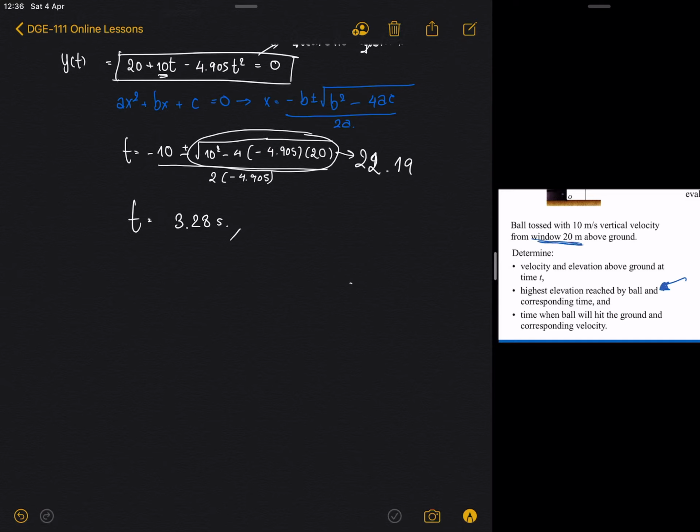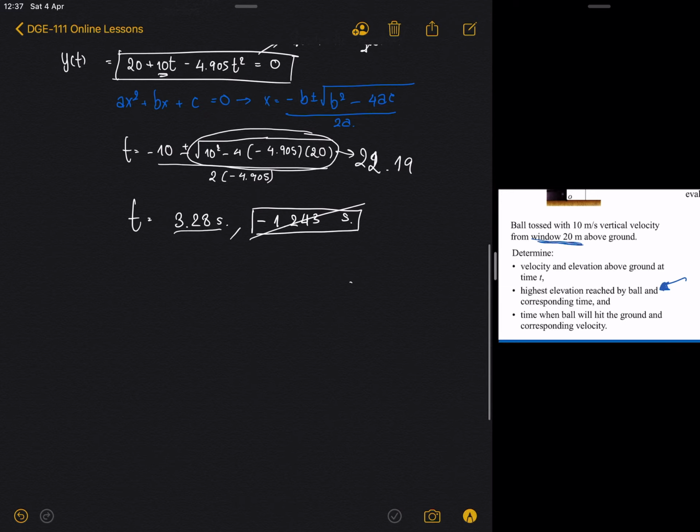Okay, and for the other t, if you calculate minus 10 plus 22.19, and then divide it by this, you get negative 1.243. And you know already, negative time is not possible. So our answer is here. Okay.